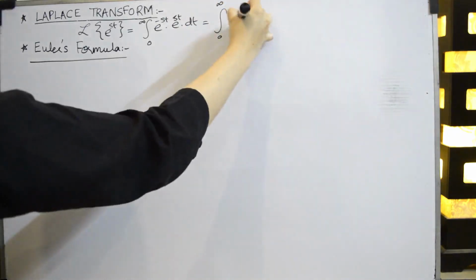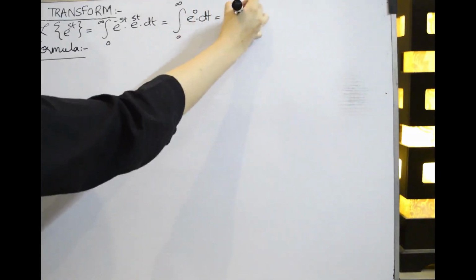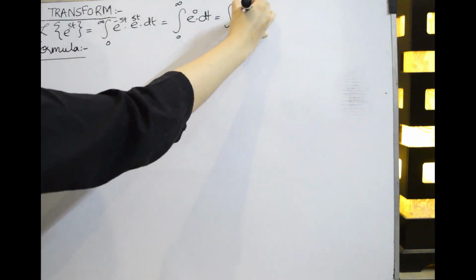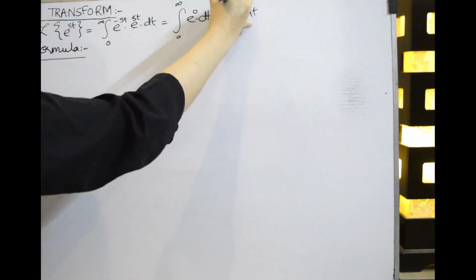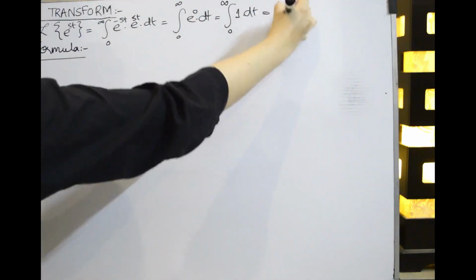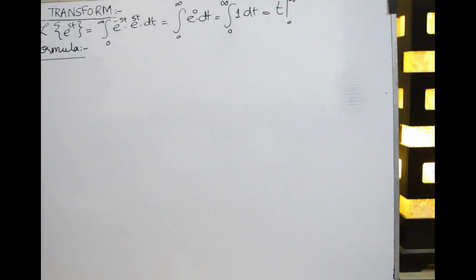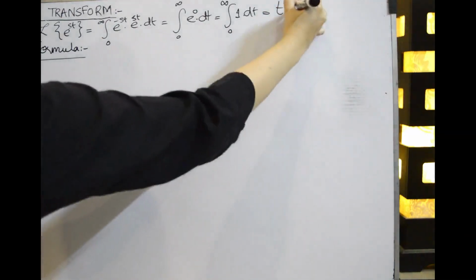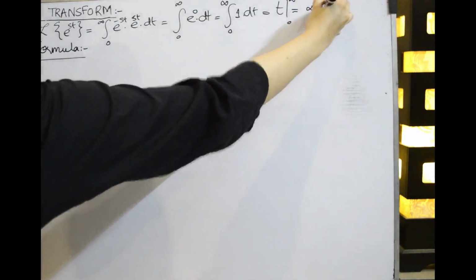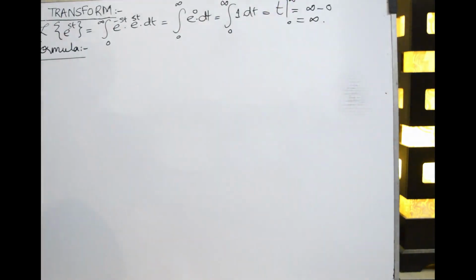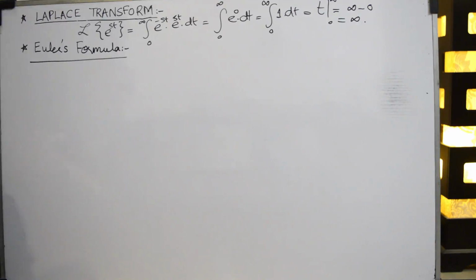So e to the power 0 is 1 into dt, so its integral is t from 0 to infinity, and if we apply this, then it becomes infinity. So the Laplace transform of e to the power st is undefined. So this is a very basic question, for general knowledge.